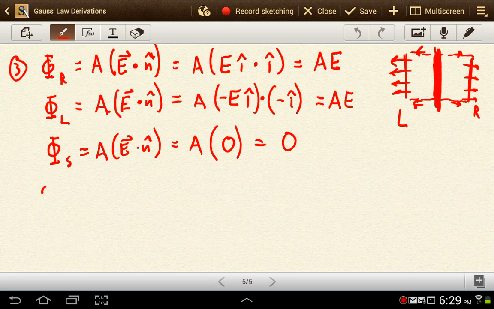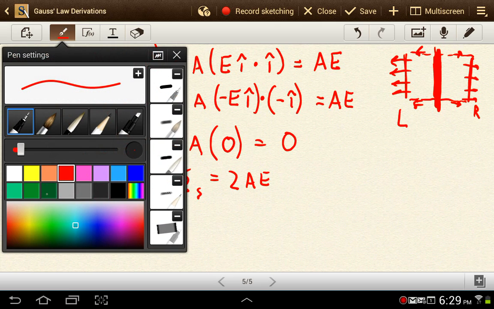Now, the electric flux out of the thing is going to equal phi L plus phi R plus phi from the sidewalls, and that is going to equal 2 times A times E. Okay? I'm doing it this way so we can just get the result for a single sheet of charge. It's a little more confusing when you have multiple sheets of charge, or a solid object with a sheet of charge on one side.